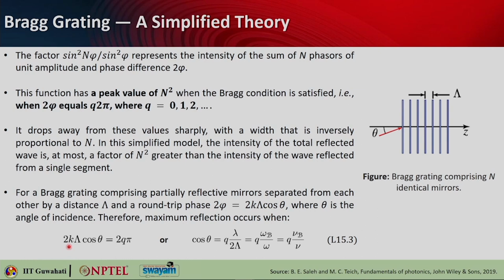So, you can write 2k capital lambda cos theta can be taken as 2q pi. This is nothing but the round trip phase should be equal to integral multiple of 2 pi. And from that, if you write 2 pi by k equals small lambda, you can get this in terms of small lambda and capital lambda. So, you can write cos theta equals q small lambda over 2 capital lambda. This can also be written as omega b over omega, that is the Bragg frequency over the normal frequency. This is the angular frequency, you can also write them in terms of linear frequency.